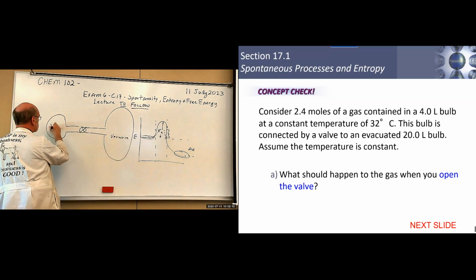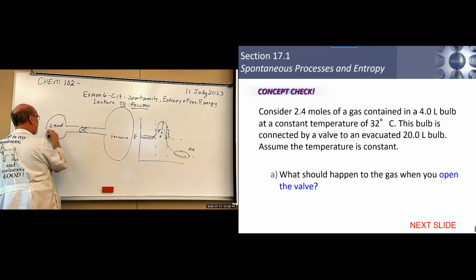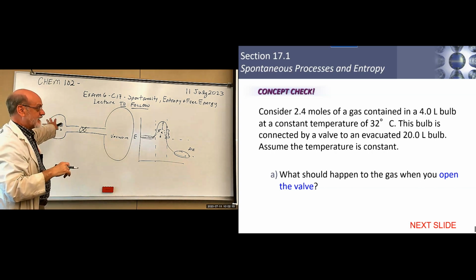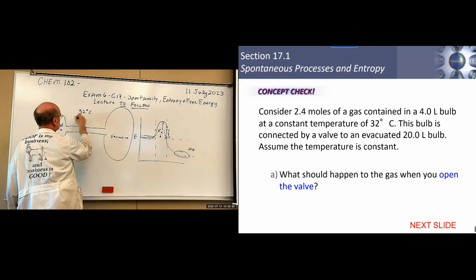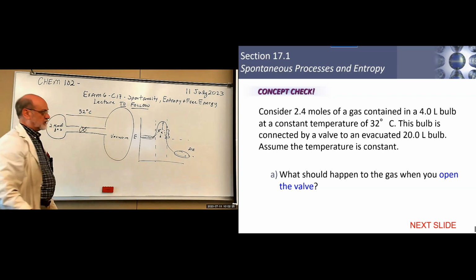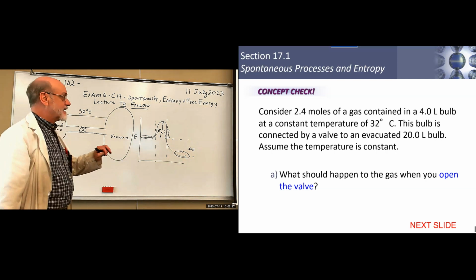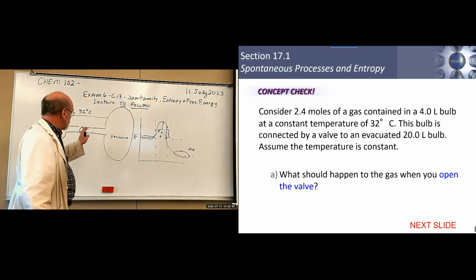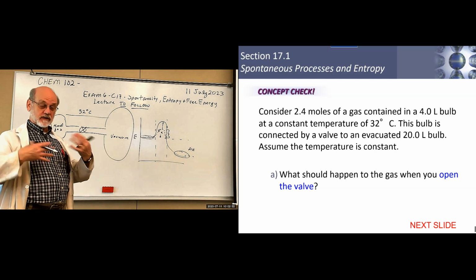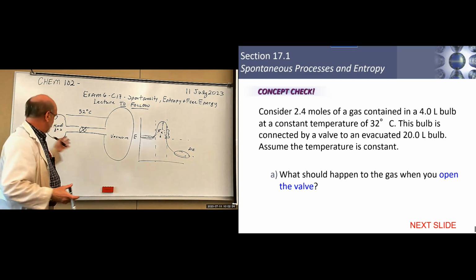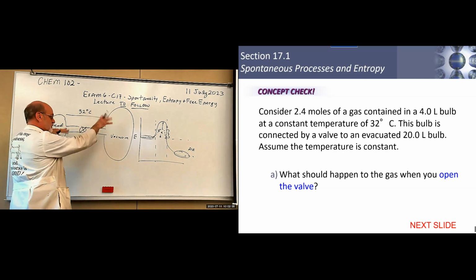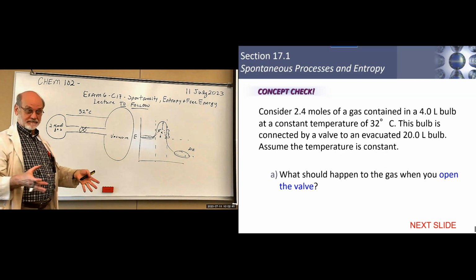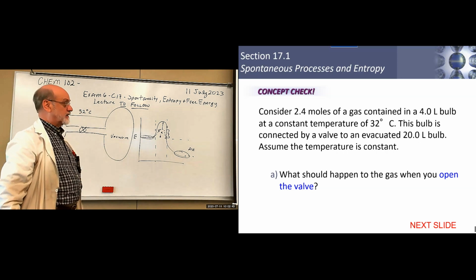Where we have 2.4 moles of gas in this side, and the temperature is the same. Right? There's no difference in temperature between the two. Okay? What should happen when we open the valve? But intuitively, we know what's going to happen, right? The gas is going to fill up that space, and the pressure between the two will equalize. Right? Well, what caused it to happen?